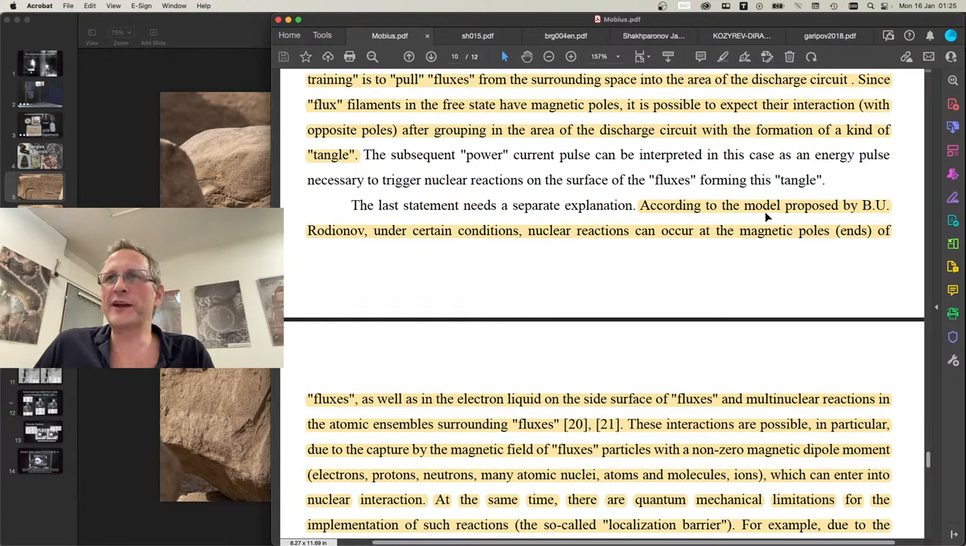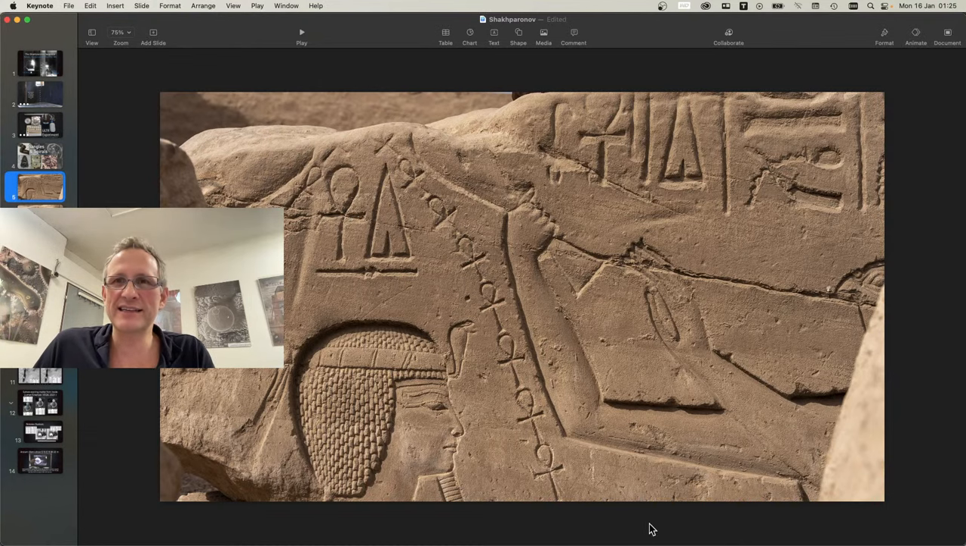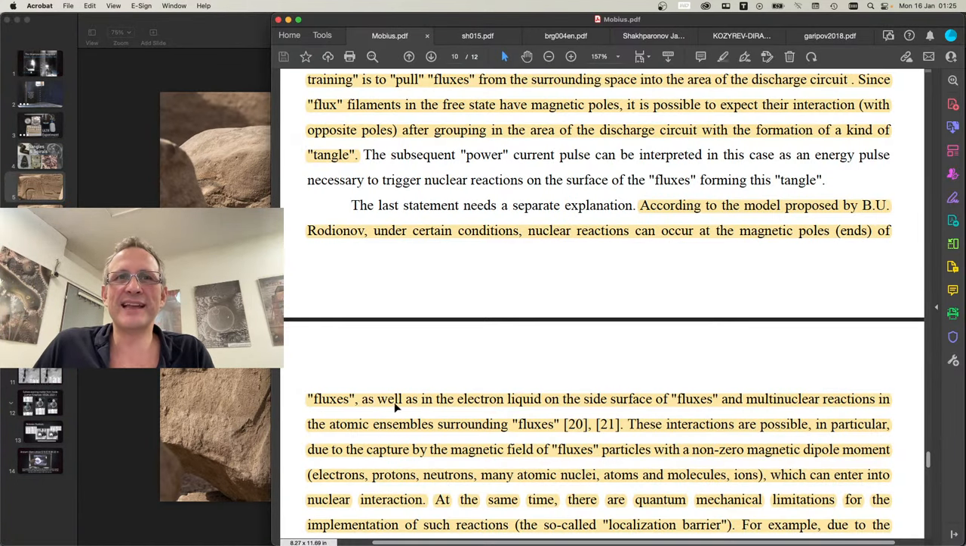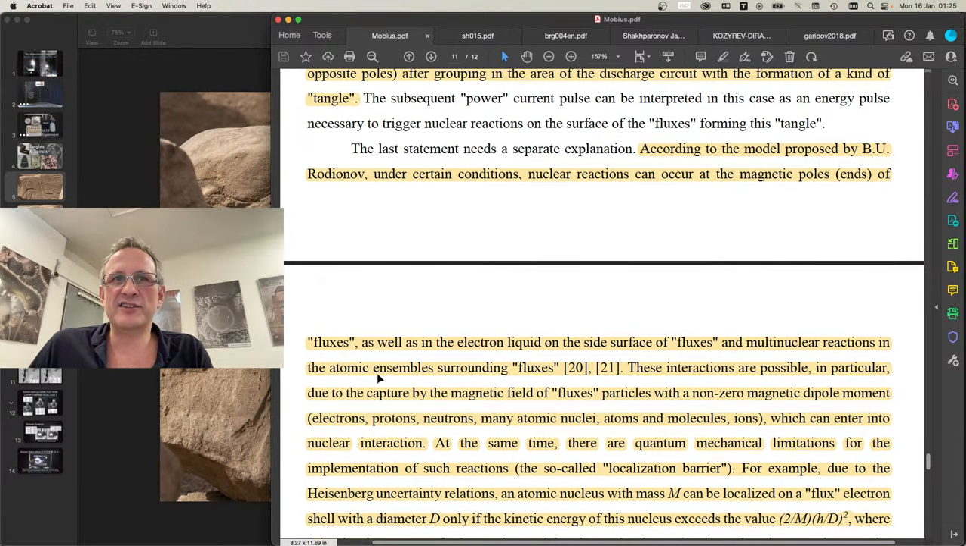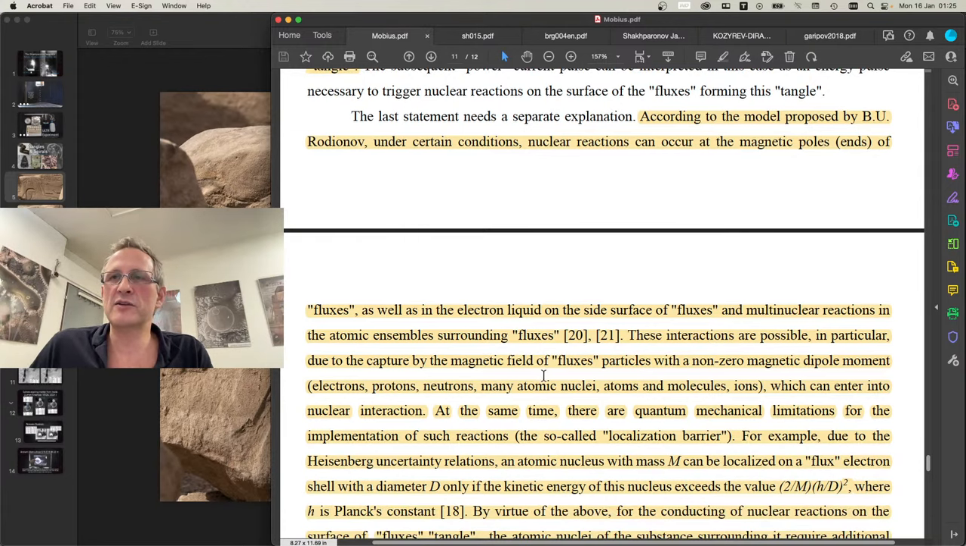I'll read this bit. According to the model proposed by Rodionov, under certain conditions, nuclear reactions can occur at the magnetic poles, the ends of the fluxes. So, at the ends of our fluxes, nuclear reactions can occur, as well as in the electron liquid, this boson condensate of fluidized electrons on the side surfaces of the fluxes. So, these tubes, right? And multinuclear reactions in the atomic ensembles surrounding the fluxes. Okay? So a distance away, you get nuclear reactions.